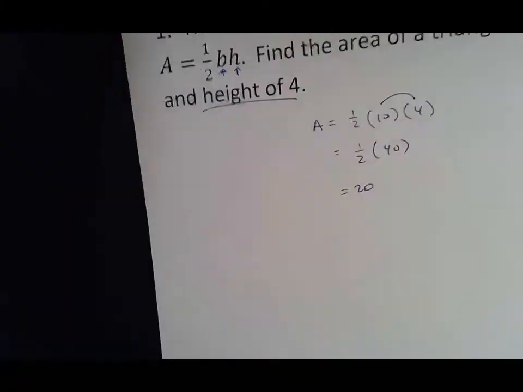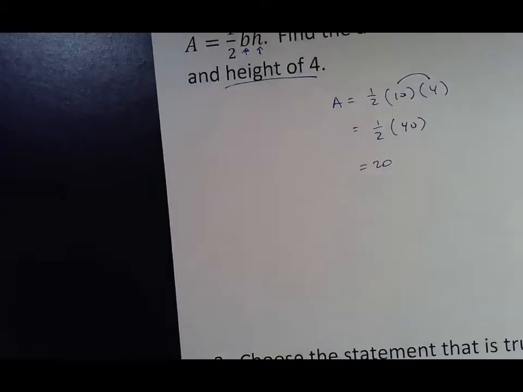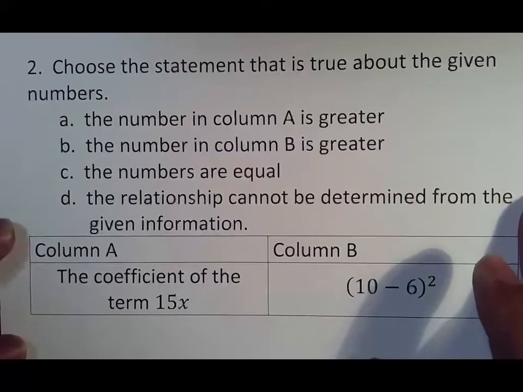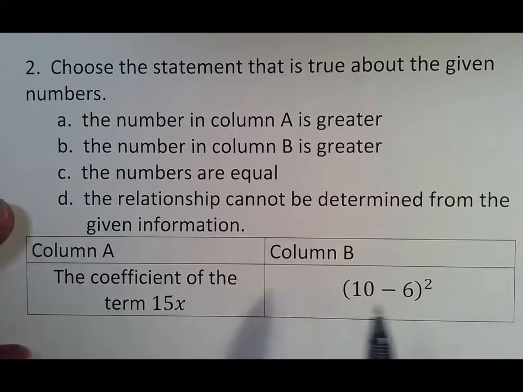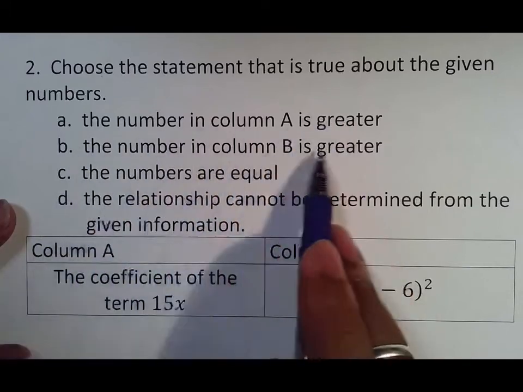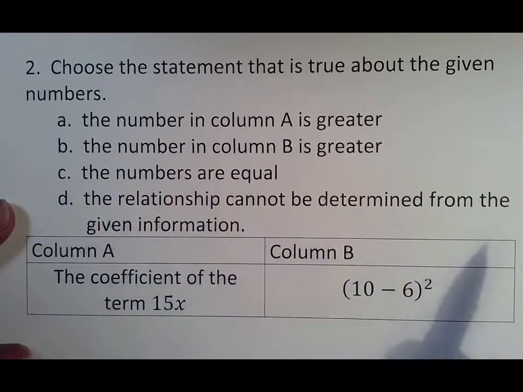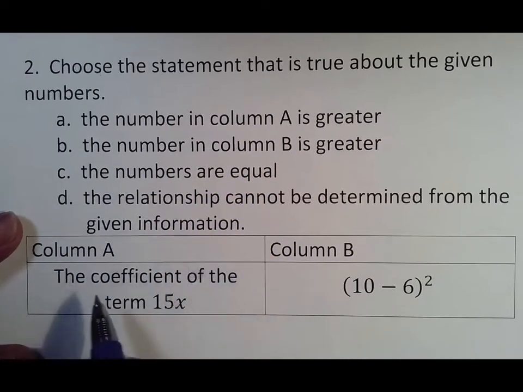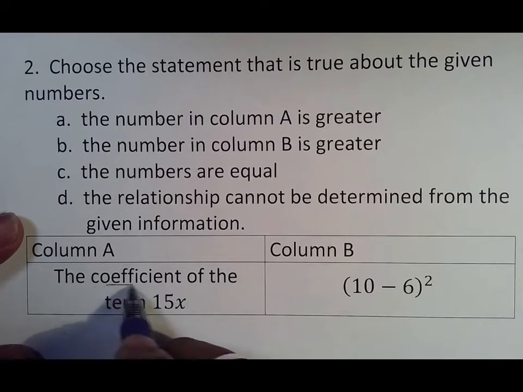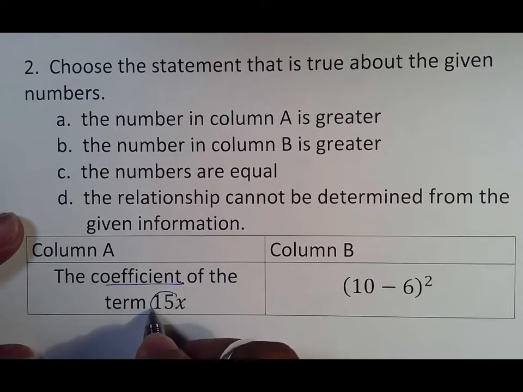Another type of question that you might see is the one where it gives you 2 different columns. And pretty much in this problem, you have to work through both of them and determine what's true. Either A is bigger, B is bigger, the numbers are equal, or it can't be determined. Coefficient of the term 15x. So what you do in this problem is you work out both of them. Coefficient of 15x. Remember that coefficient is a number attached to x. That number is 15.